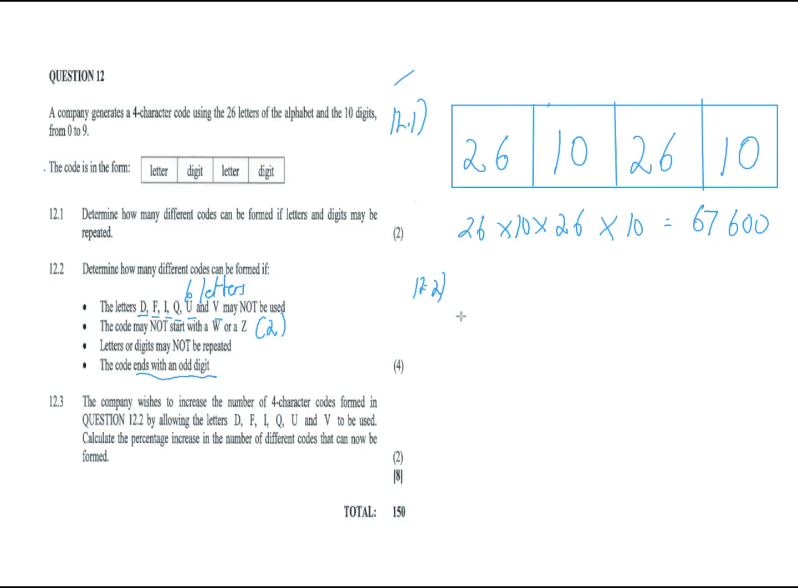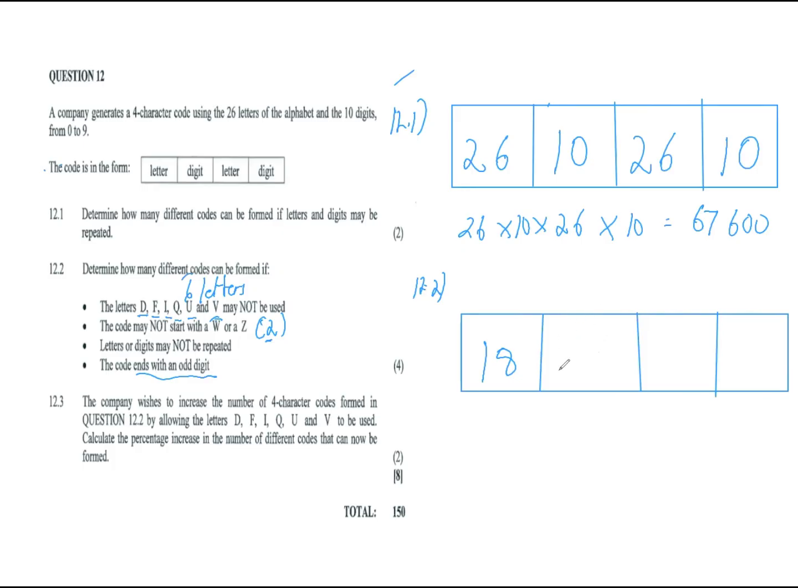Okay, so again, let's indicate that. And then we are going to say, still a 4-character code. So it's still letter, digit, letter, digit. So for the letters, we have a sample space of what? Remember, we cannot start with a W or Z. So that means from the 6 letters that are already excluded, we have to also exclude the other 2. Meaning from the 26, we only have a sample space of 18 that can go in here.